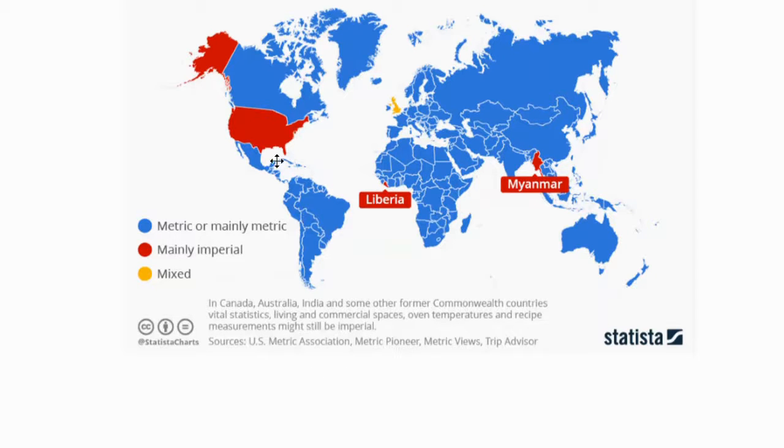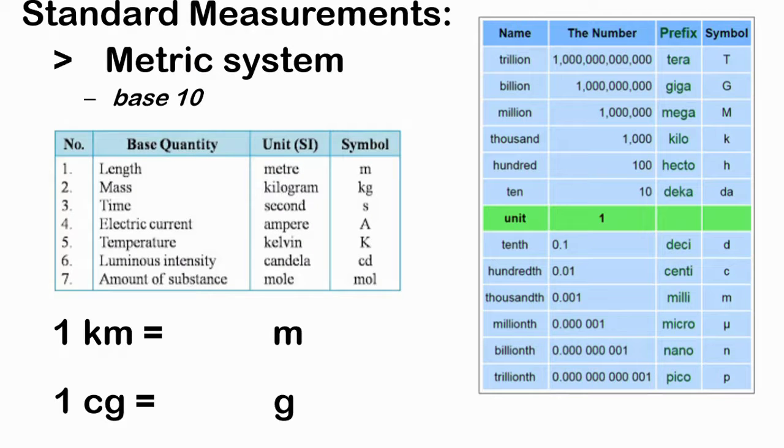And that serves you fine if you live in the United States and only ever talk to people in the United States or Liberia or Myanmar. But if you live anywhere else in the world, you are going to largely be using the metric system as your system of measurement. And so in science, science is a global effort, and we need to make sure that we're all using the same system of measurement. And that is the metric system, as I said. So let's talk a little bit about what that is.